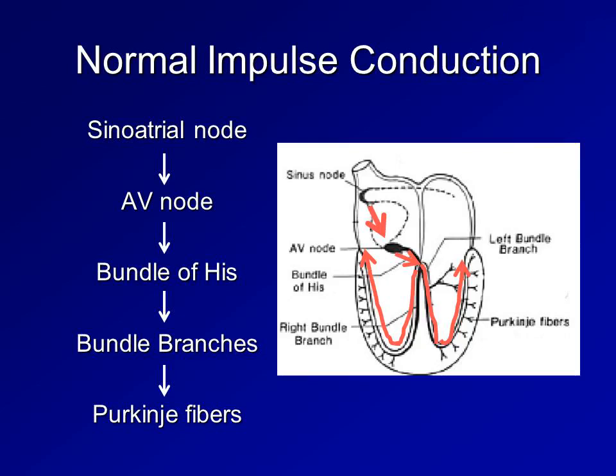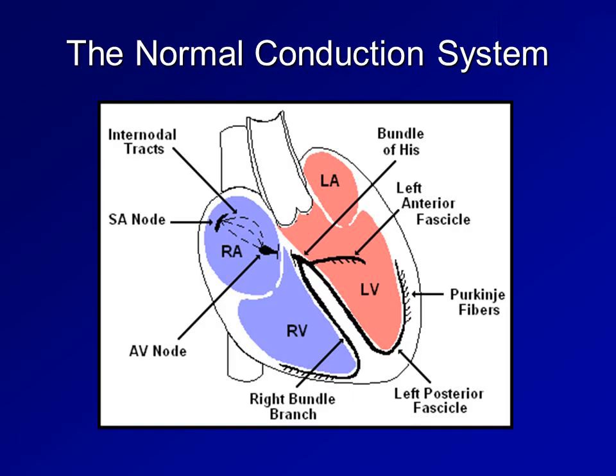Normal impulse conduction. Sinoatrial node. Atrioventricular node. Bundle of His. Bundle branches. Purkinje fibers. The normal conduction system.